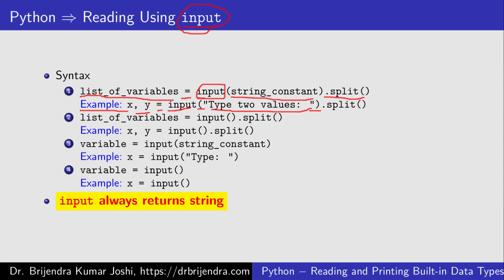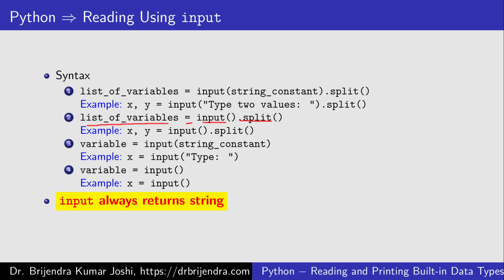So this function will wait for you. First it will prompt "type two values colon", and then it will be waiting for you to type in two values. You can type two values without separating them by comma. Just separate them by space, and the first value typed would be assigned to x, the second value typed would be assigned to y. The next variation is a list of variables, then assignment operator, input, dot split.